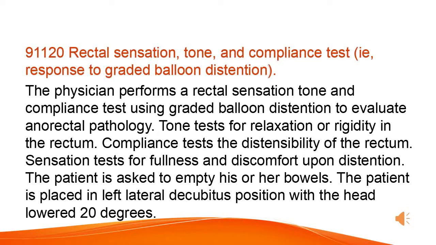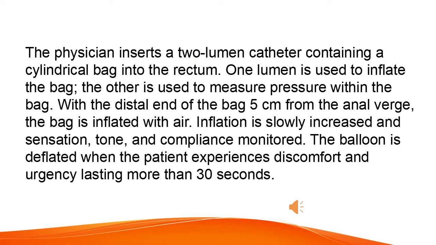The patient is asked to empty his or her bowels. The patient is placed in left lateral decubitus position with the head lowered 20 degrees. The physician inserts a 2-lumen catheter containing a cylindrical bag into the rectum. 1 lumen is used to inflate the bag, the other is used to measure pressure within the bag.